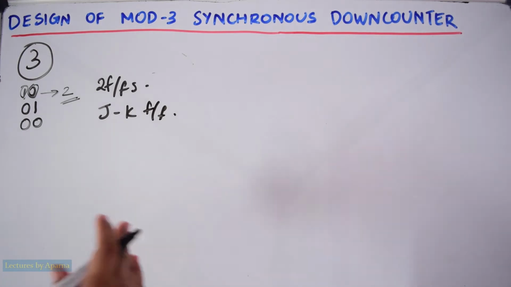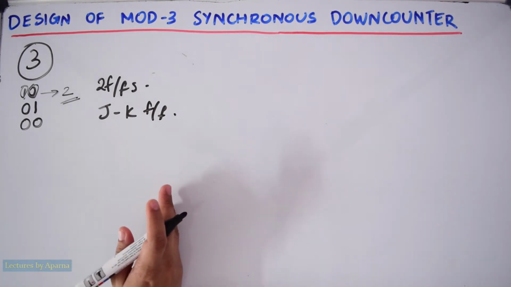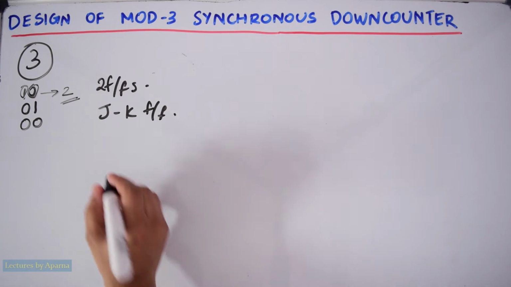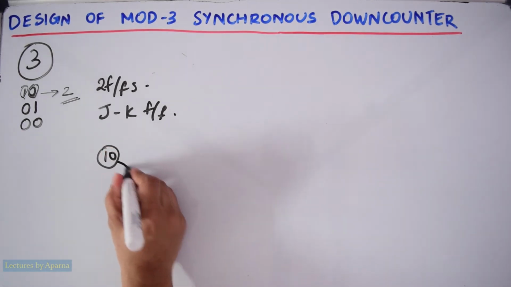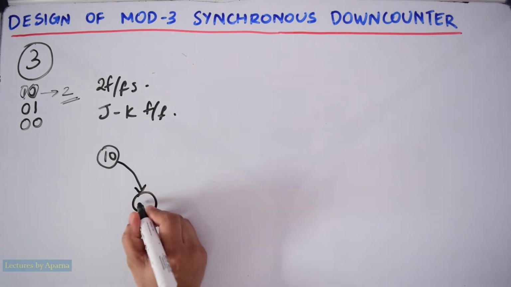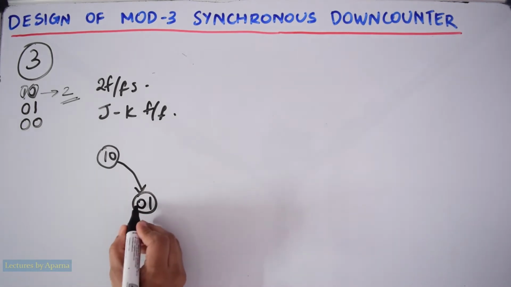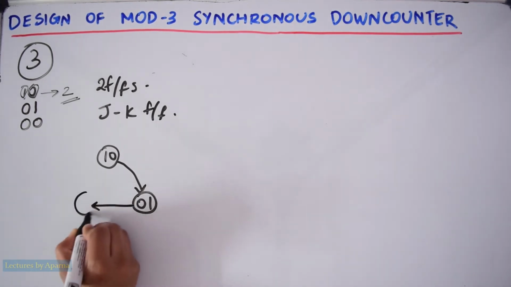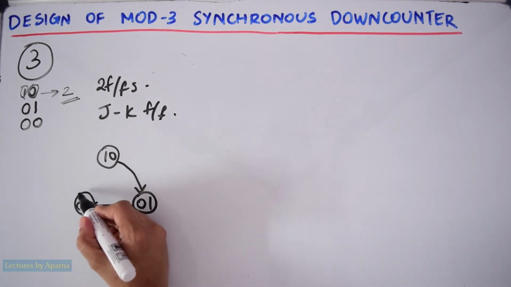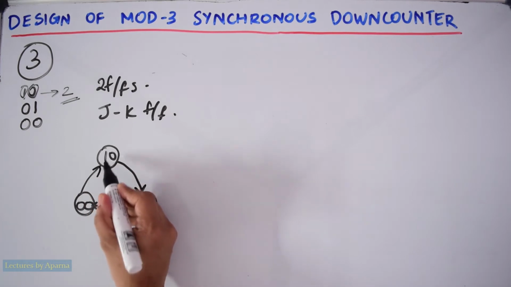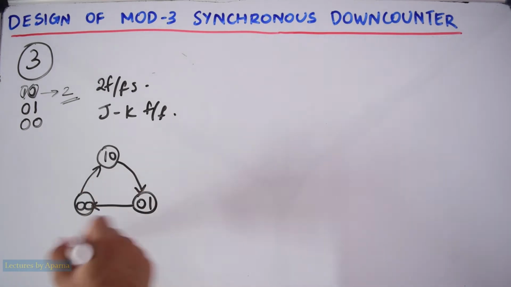First, we have to draw the state diagram. So the state diagram will be like this. From state 1 0, it will go to the state 0 1. From state 0 1, it will go to state 0 0. From 0 0, again it will go to 1 0 and the process repeats.